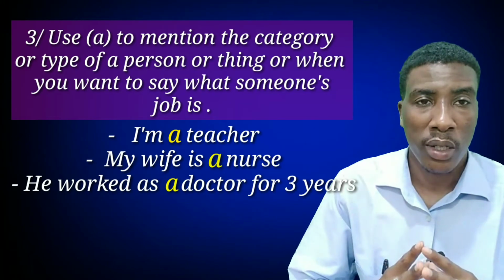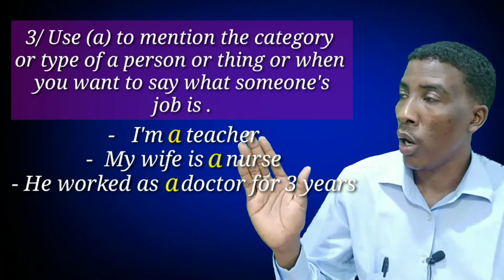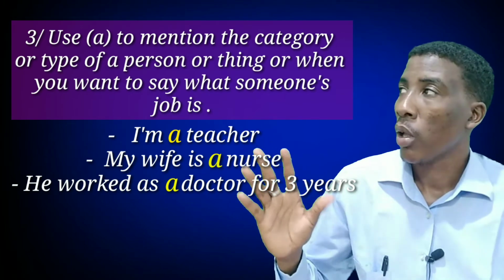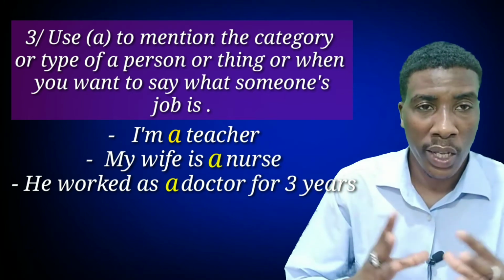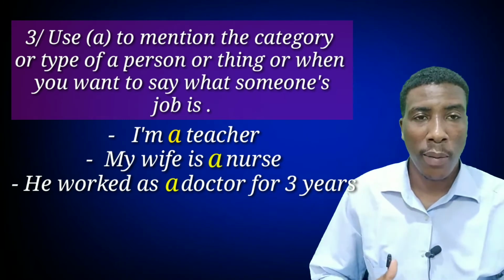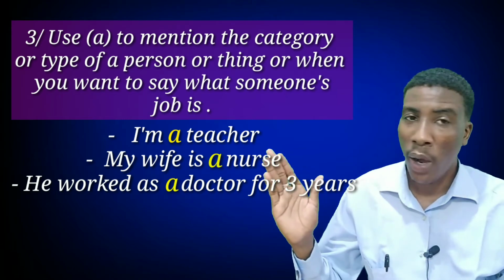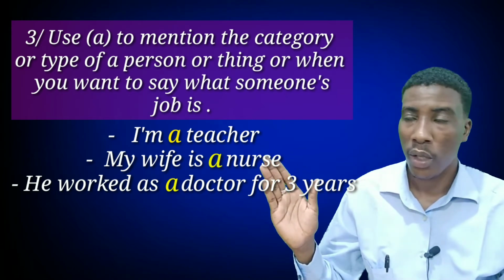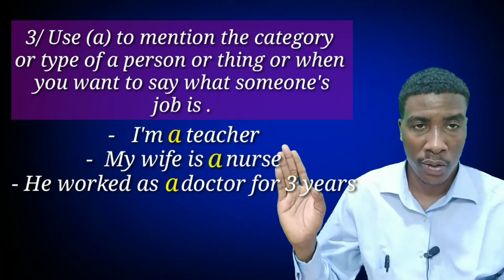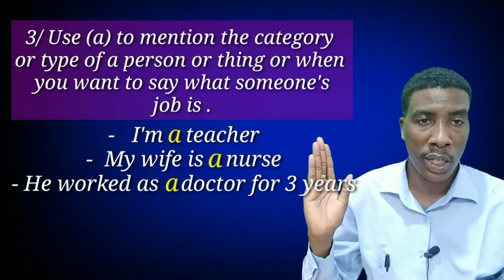Rule number 3, use a to mention the category or type of a person or thing, or when you want to say what someone's job is. For example, I am a teacher. My wife is a nurse. He worked as a doctor for 3 years.